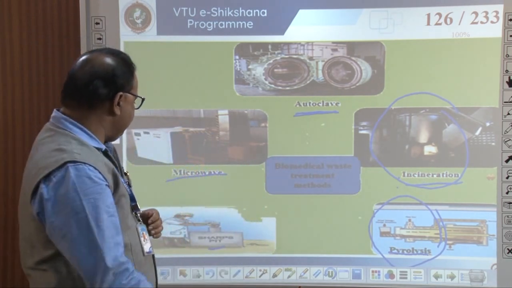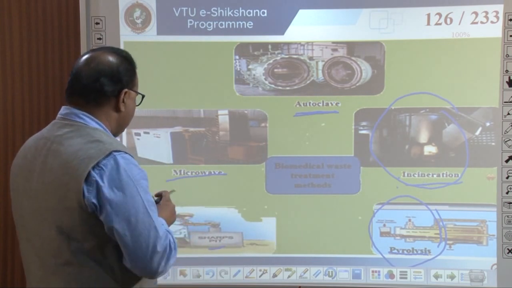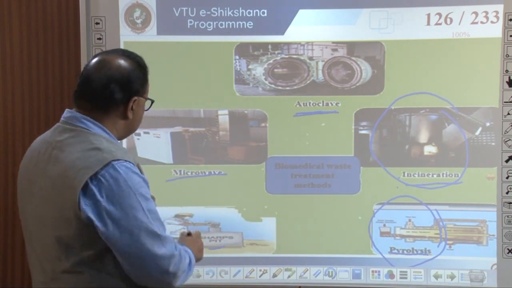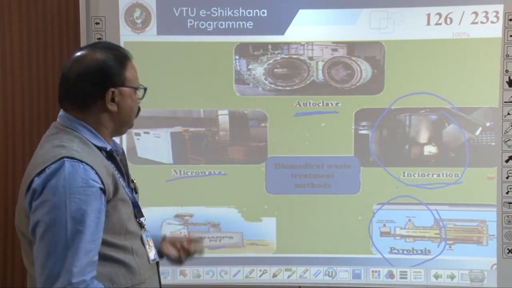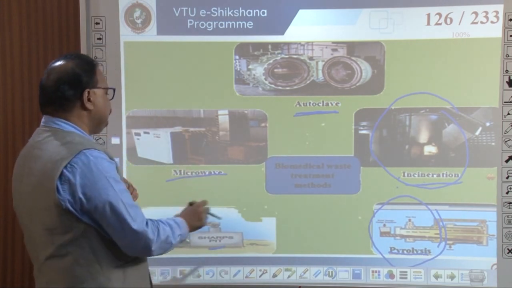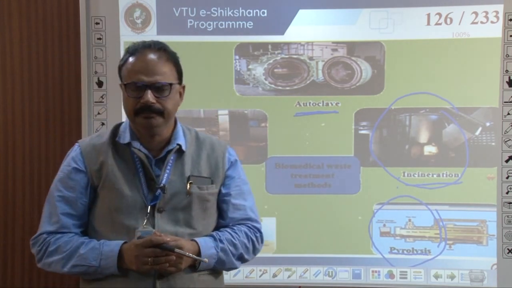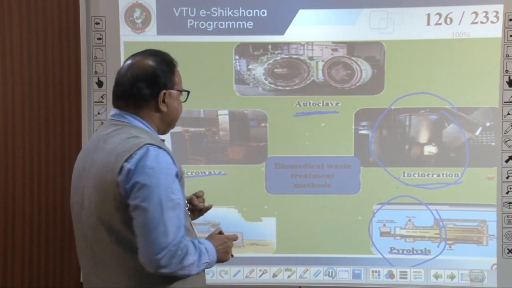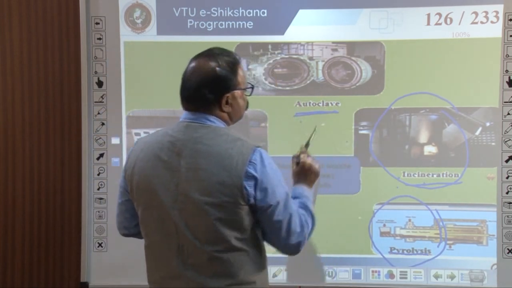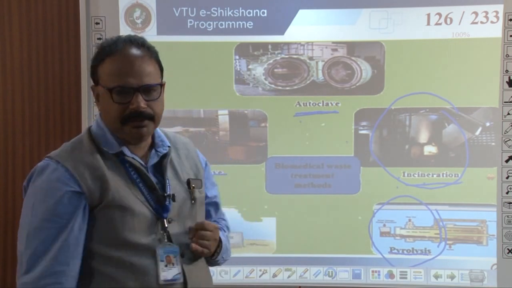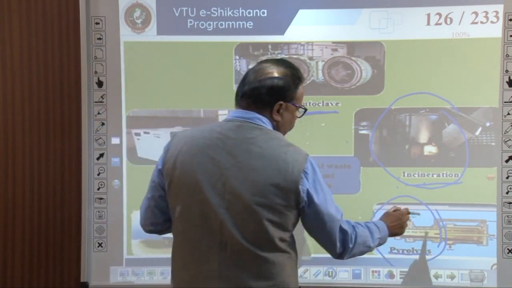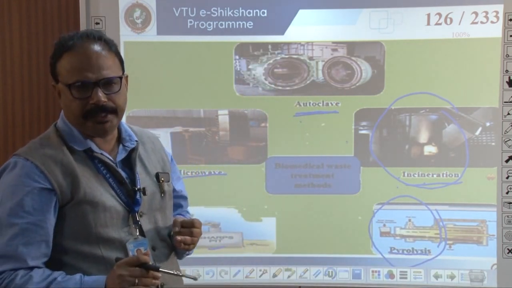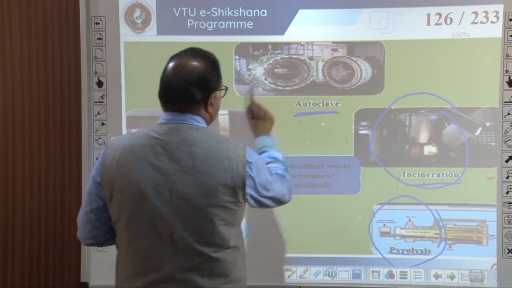And burying material, sharp pits. It may be a needle or anything. It can be recycled well; otherwise it is buried in the earth. And microwave material. These are the types of treatment of biomedical waste. What I told: autoclave at lower temperature; incineration at high temperature for organic content and oil content; pyrolysis; sharp pits; and microwaves and autoclave.